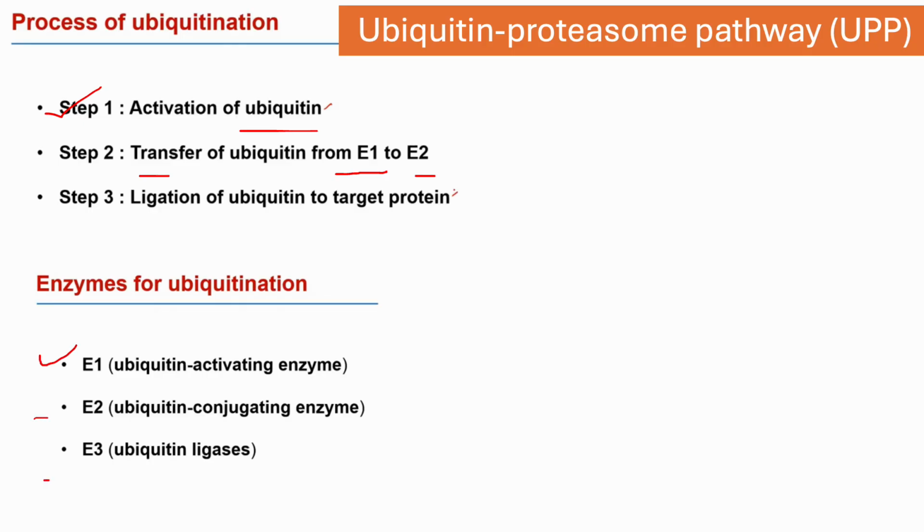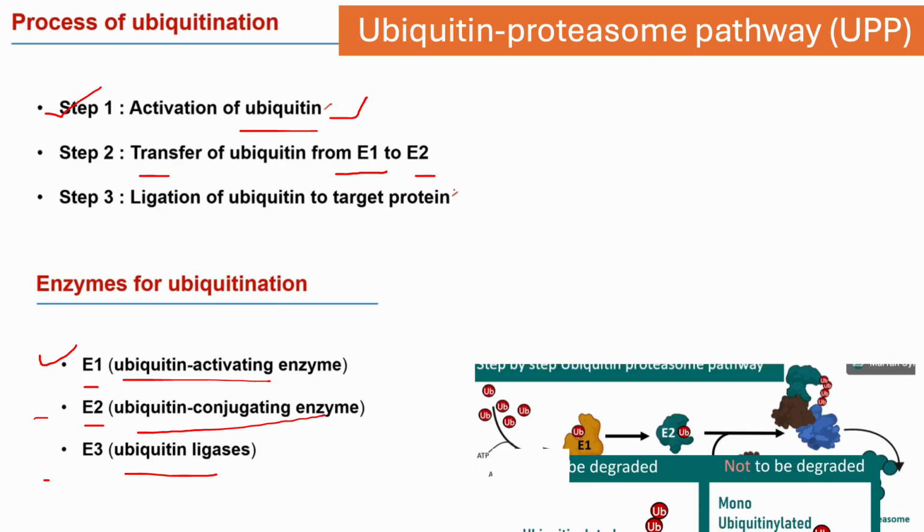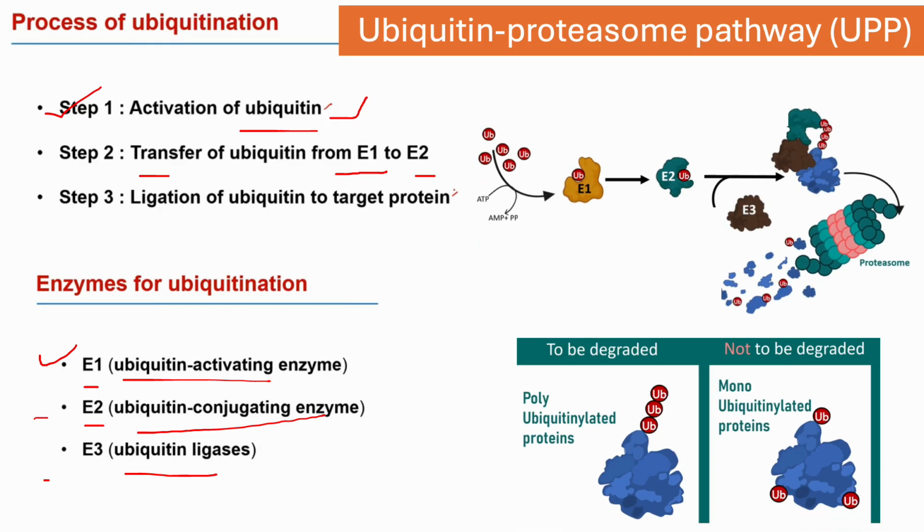E1 is known as the ubiquitin activating enzyme. As I told earlier, ubiquitin needs to be activated, and to activate ubiquitin this E1 enzyme helps, and then it transfers from E1 to the E2 enzyme, which is important. E2 is the ubiquitin conjugating enzyme, I will show you later, and E3 is the ubiquitin ligase enzyme. Then step 3 is ligation of ubiquitin to the target protein.